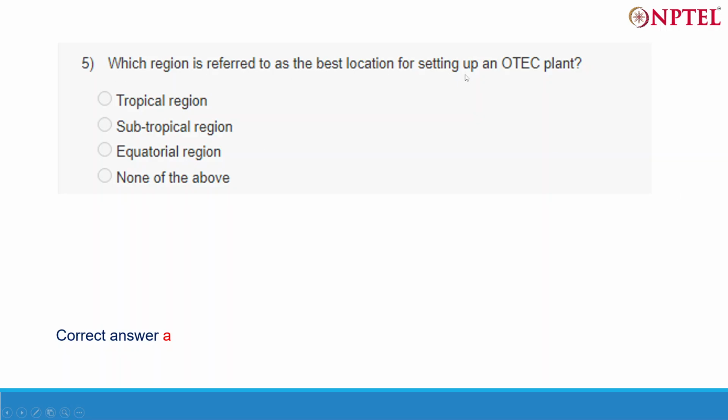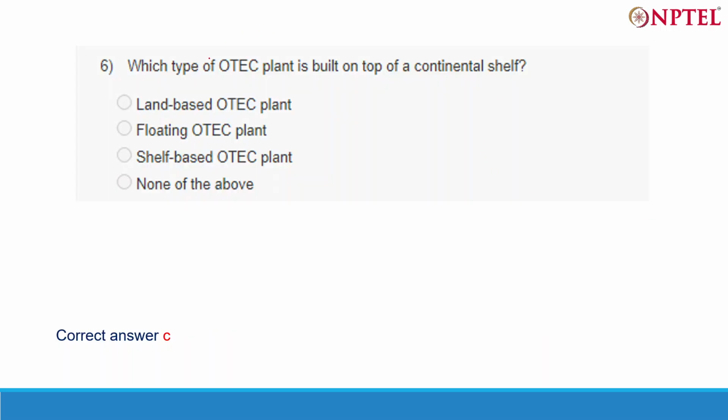Which region is referred to as the best location for setting up an OTEC plant? Tropical regions are the best because they get the maximum sunlight, solar radiation. Which type of OTEC plant is built on the top of the continental shelf? So there is floating type, land based, shelf based. The continental shelf has shelf based OTEC plants.